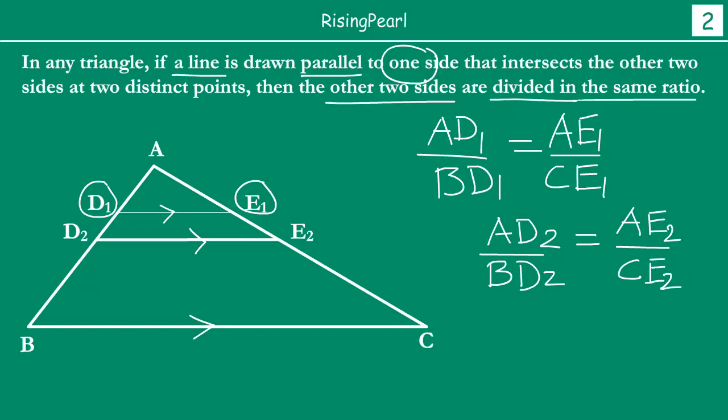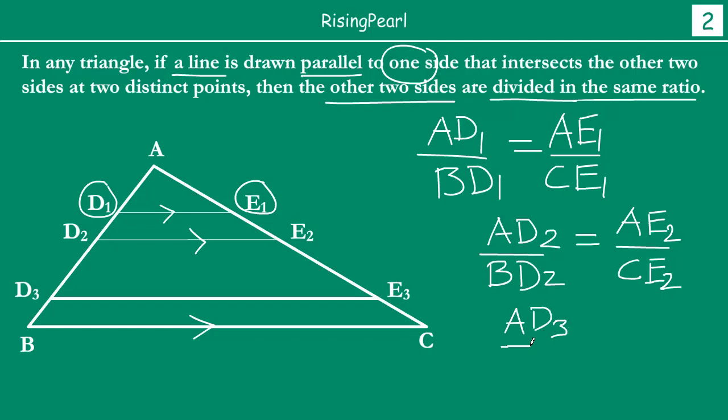Similarly friends, as you can see, if I were to draw another line, a third line D3, E3, the same thing would be true. In this case, as you can imagine, it will be AD3 divided by BD3 equal to AE3 divided by CE3.